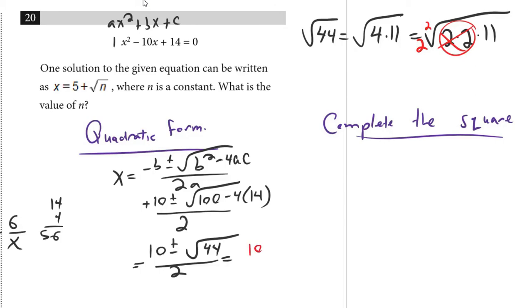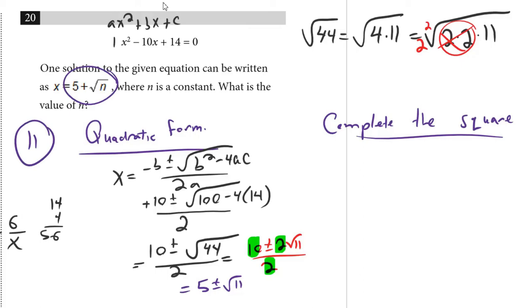So you've got 10 plus or minus 2 root 11 all over 2. And now you can divide these 3 things. They all have a factor of 2, so you can divide them all. That would be 5 plus or minus root 11 all over 1, and lo and behold, 5 plus root n, so that n is 11. And that's going to be our answer to this question, 11.